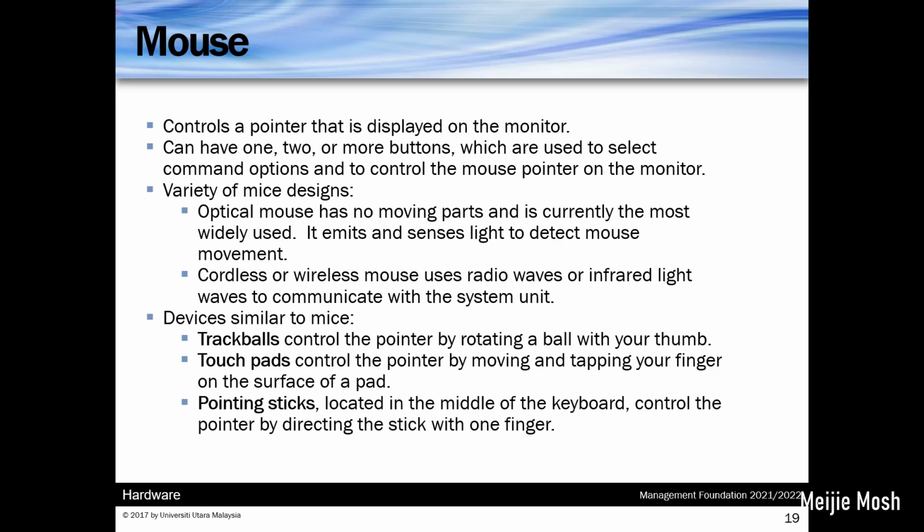Cordless or wireless mouse uses radio wave or infrared light wave to communicate with the system unit. The other devices that are similar to mice are trackballs, which control the pointer by rotating a ball with your thumbs; touchpads, which control the pointer by moving and tapping your finger on the surface of a pad; and pointing sticks, usually located in the middle of the keyboard, which control the pointer by directing the stick with one finger.